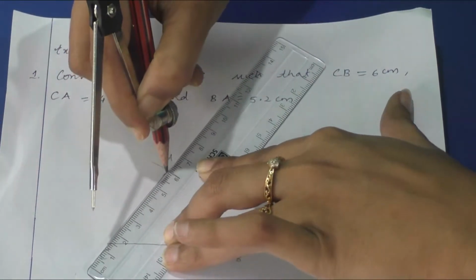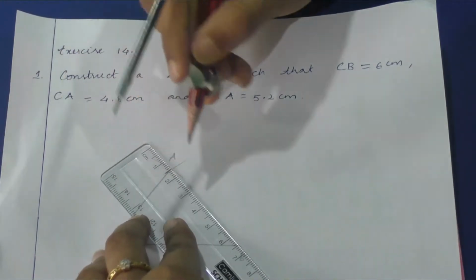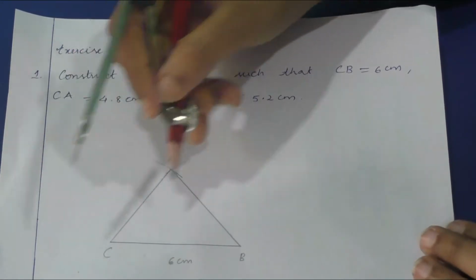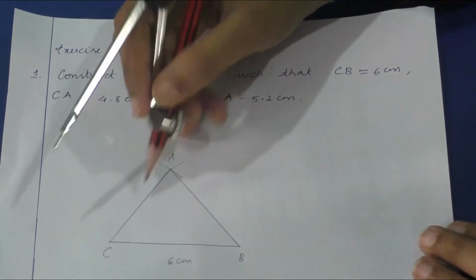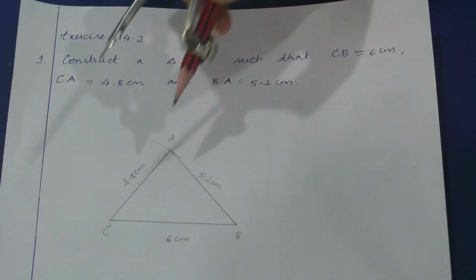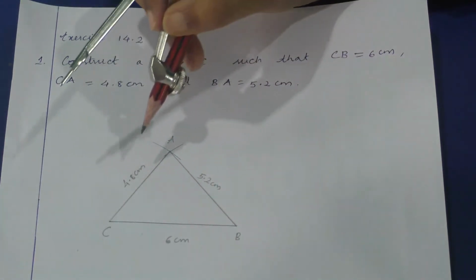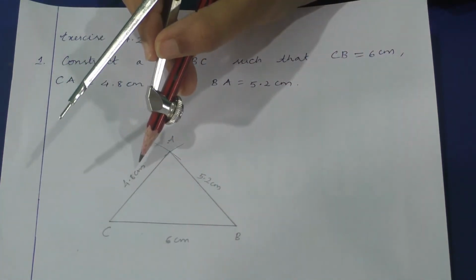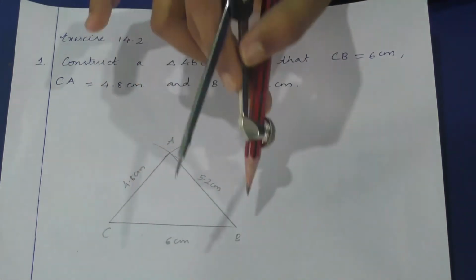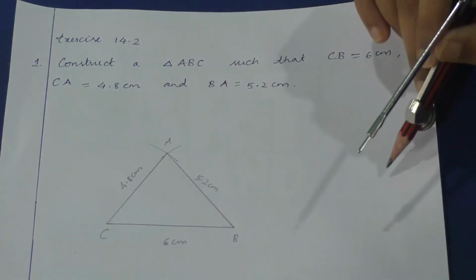You can join CA and AB and write the length of AC and AB here. So finally you will get one triangle ABC with the length AC 4.8 cm, AB 5.2 cm and CB as 6 cm. You can also draw one rough sketch of this.